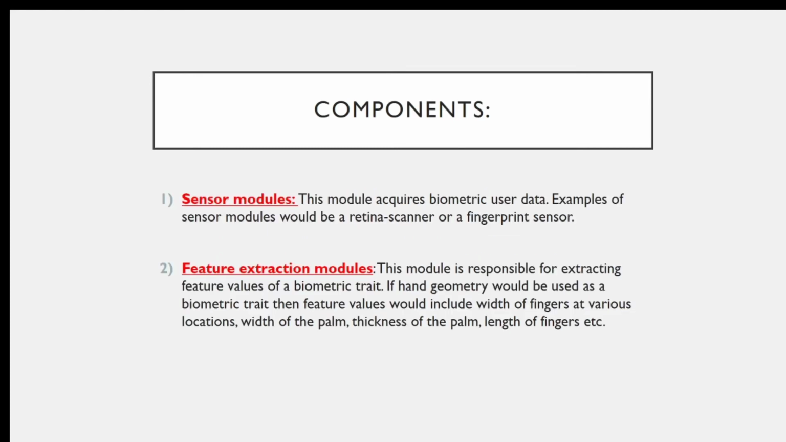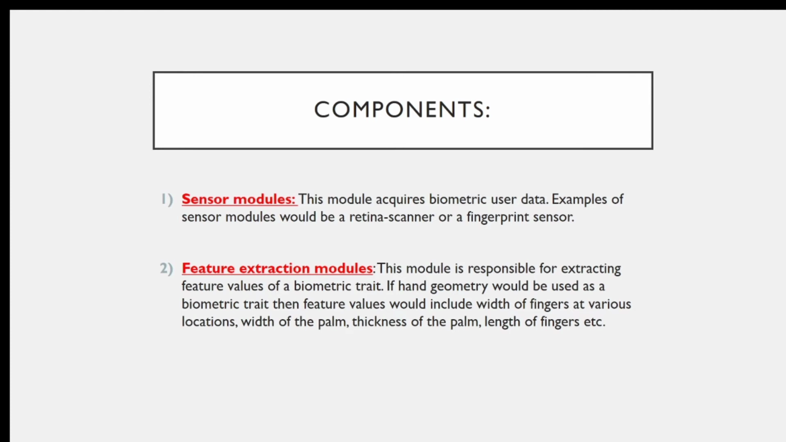A simple biometric system usually consists of the following components. The first one is the sensor module. This module acquires biometric user data. For example, a sensor module can be a retina scanner or a fingerprint sensor. When we touch our fingerprint to that device, it can sense the fingerprint of the particular person. So that is the sensor module.